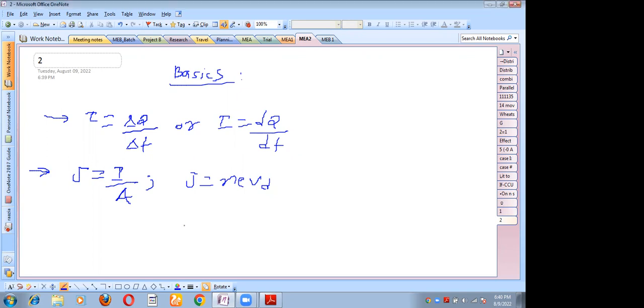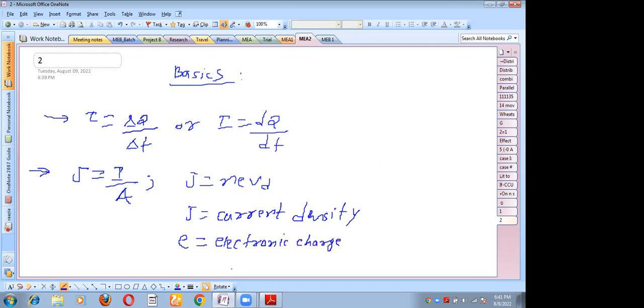So J is equal to nevd, where J is current density. And e is electronic charge. And we know that vd is drift velocity.